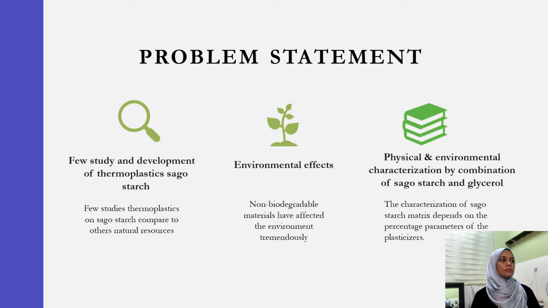The problem statement of this study is there is little research and development of thermoplastic sago starch compared to other natural resources such as corn, cassava starch and quinoa. Next, plastic materials that are non-biodegradable have affected the environment tremendously. So researchers are now eager to optimize the usage of natural resources to counter this issue. Next, previous studies usually used glycerol as plasticizer and compared it with other types of plasticizer. But in this study, we are going to use only glycerol as the sago starch plasticizer, but with different percentages of glycerol mix.